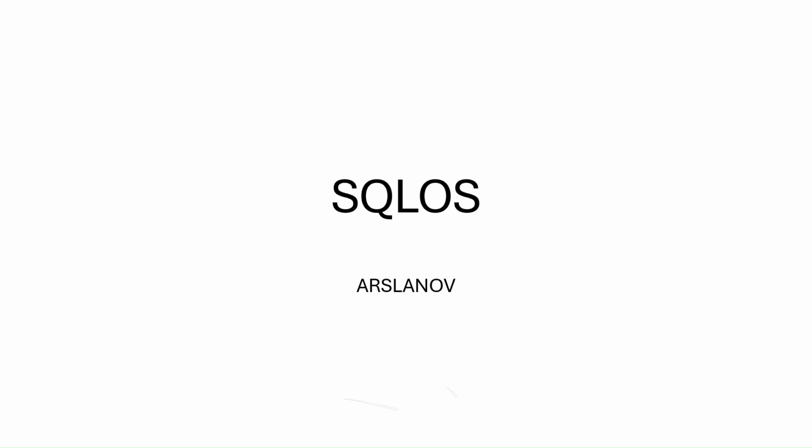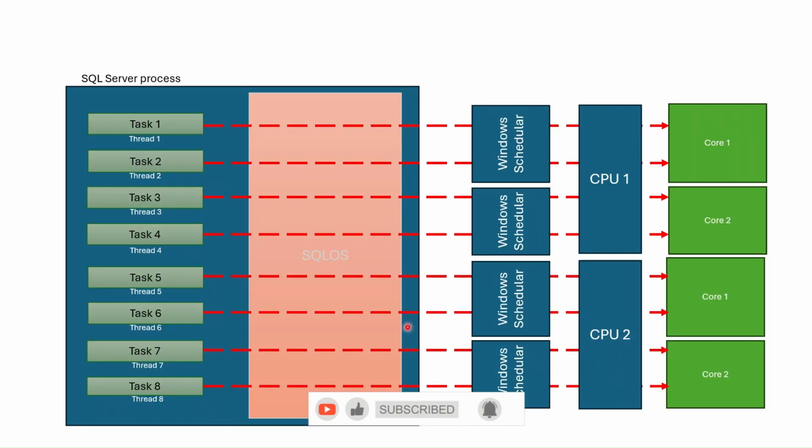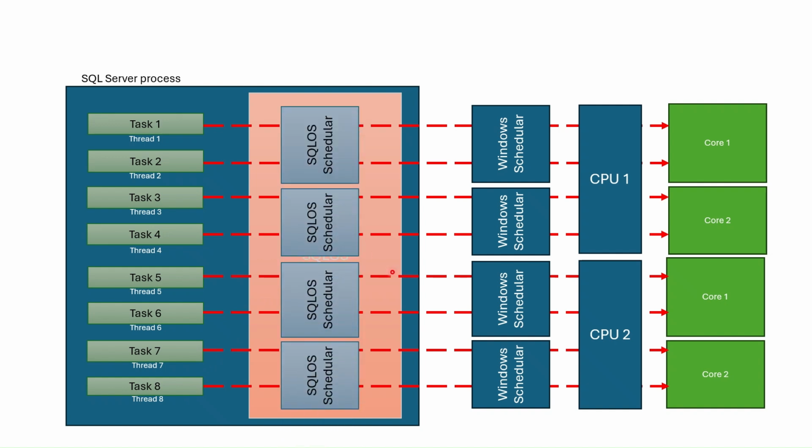Hello everyone. Let's see how SQLOS works in this session. Firstly, SQLOS consists of its own schedulers parallel to the Windows scheduler, and threads are called workers to make them different from Windows threads. You can think about workers as a logical representation of OS threads.